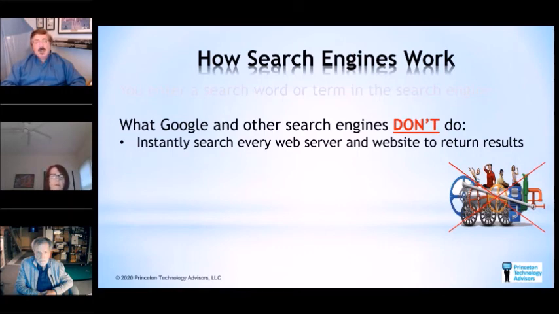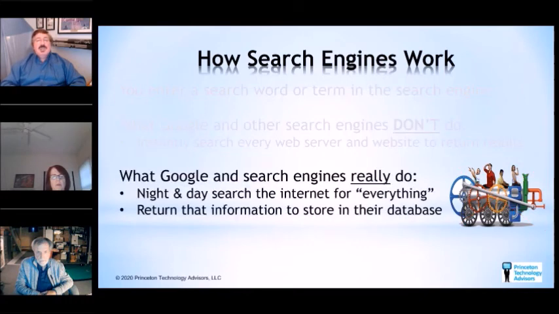Google doesn't look at every website and every web server throughout the world right now, or it wouldn't know to look just at the one in Princeton. And that actually doesn't work, because a Princeton business may have a web server that's across the country, but it's still a Princeton business. So Google and the other search engines don't work that way. They don't search every website to find the answers. What they really do is search their own database.